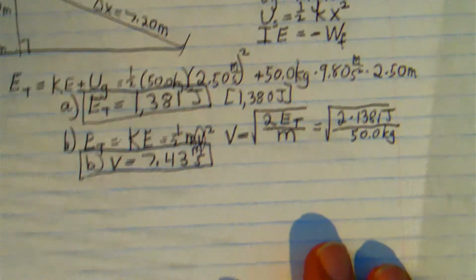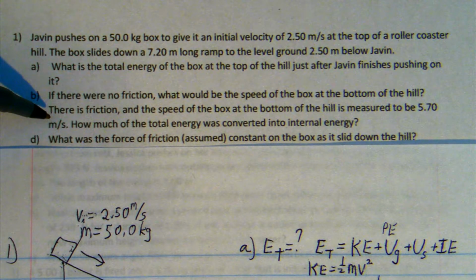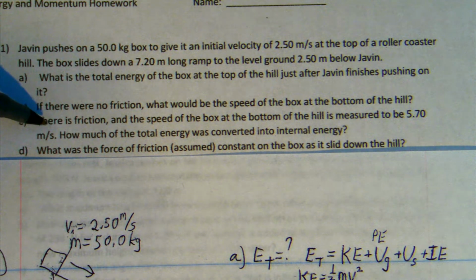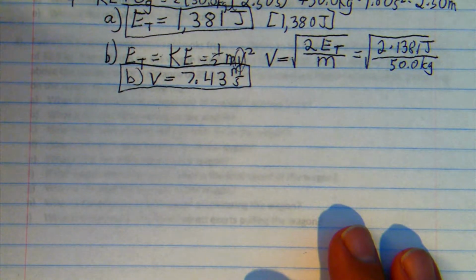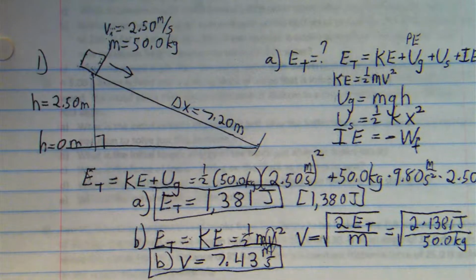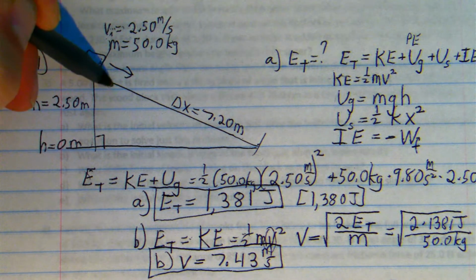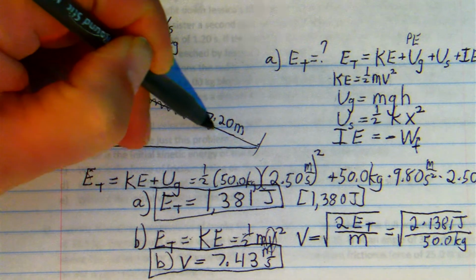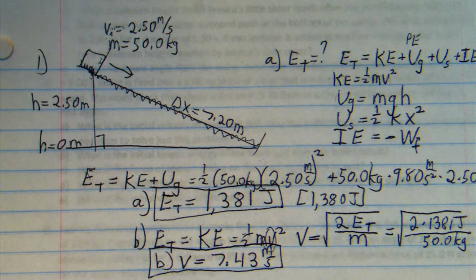Part C. There is friction, and the speed of the box at the bottom of the hill is measured to be 5.70 meters per second. How much of the total energy was converted into internal energy? Looking at the drawing, I'm going to draw a squiggle line, and that means there's friction all the way down this line, including the bottom of the box.